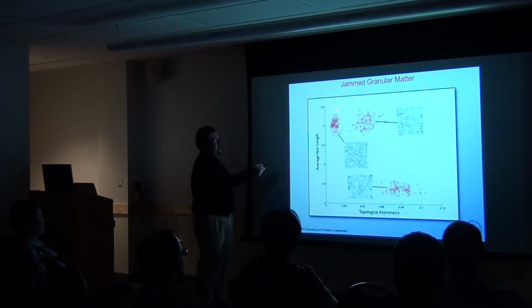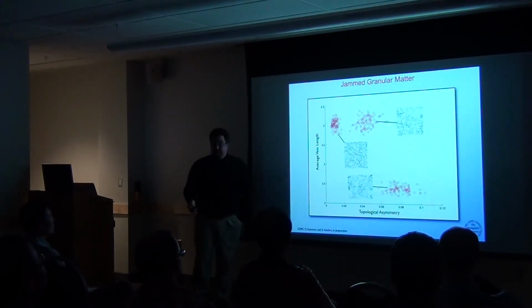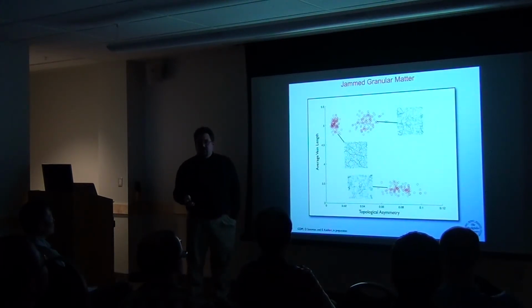And so here, these are a bunch of actual jam configurations. Here, these are a bunch of the networks that you get by looking at the states of self-stress of the system. And so, has anyone heard that term before? Or should I say something about it quickly? No?